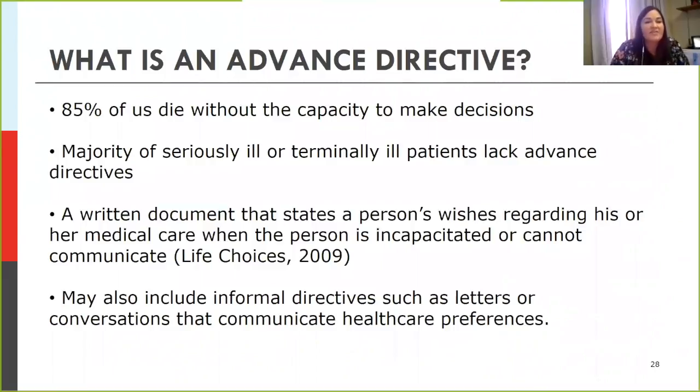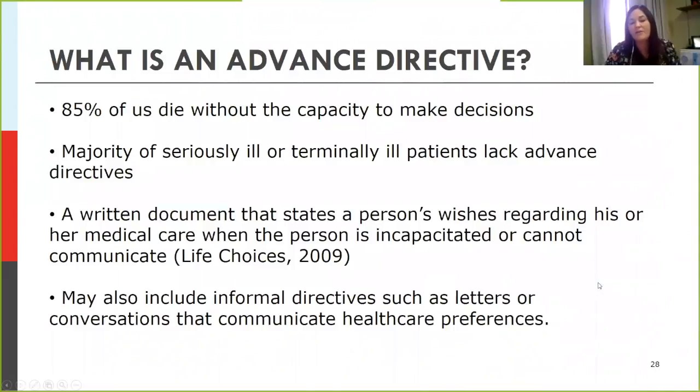And advanced directives are essentially a written document that states a person's wishes regarding his or her medical care when the person is incapacitated or cannot communicate. I think one of the fears for people when they're first presented with an advanced directive is that it can jinx them, or if I fill this out, then am I saying that this will happen? Or that completing a medical power of attorney means that I'm giving away my rights to make decisions for myself, which obviously none of those things are true. And I think the starting place is having conversations about what these advanced directives actually mean and what they can do for people. But advanced directives can also include informal directives, such as letters or conversations that communicate preferences, right?